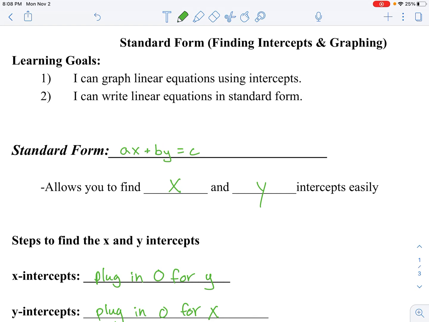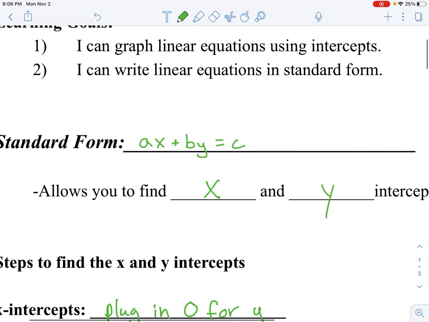We are going to go through standard form, which is a new form of equations that is mostly used for graphing, I would say. It's the easiest when you're trying to graph things, and we're going to get into why that is here in just a bit. But our learning goals are to graph linear equations using intercepts, and we can write linear equations in standard form.